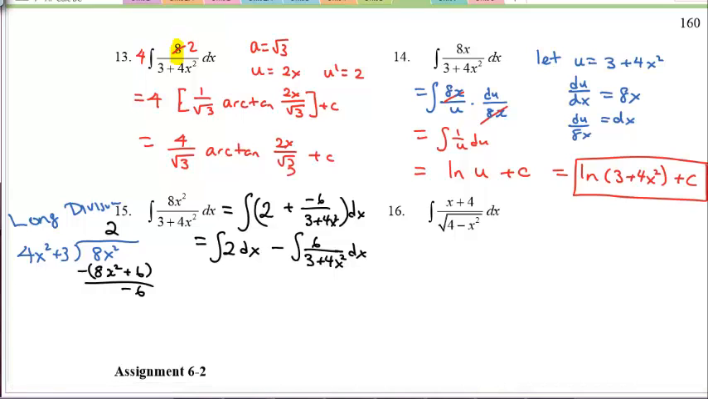Integrating the 2 gives you 2x. Integrating this nasty beast is like example number 13, so I'll let you try that on your own. Once you do all the work, come back and check your answer with me. I'll give you a hint: u is actually 2x and a equals root 3. Got it? Go for it.